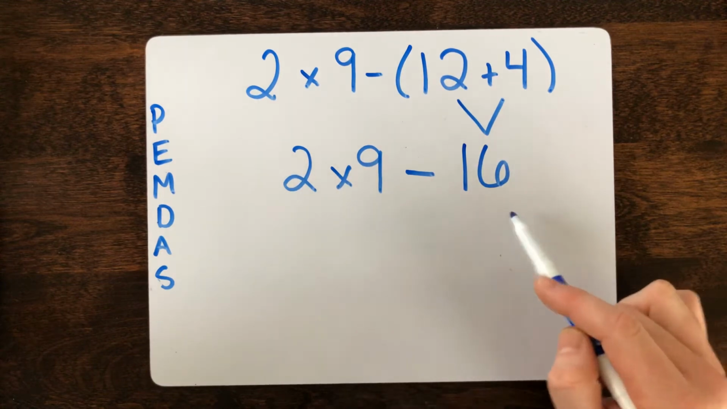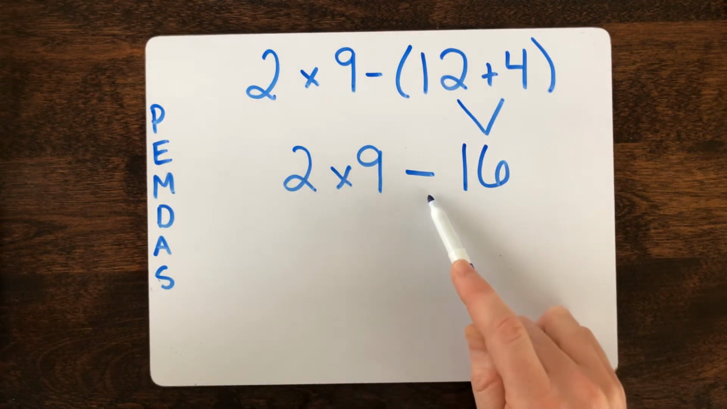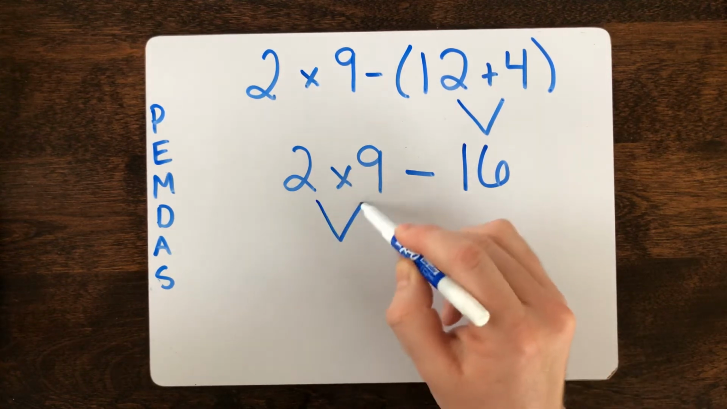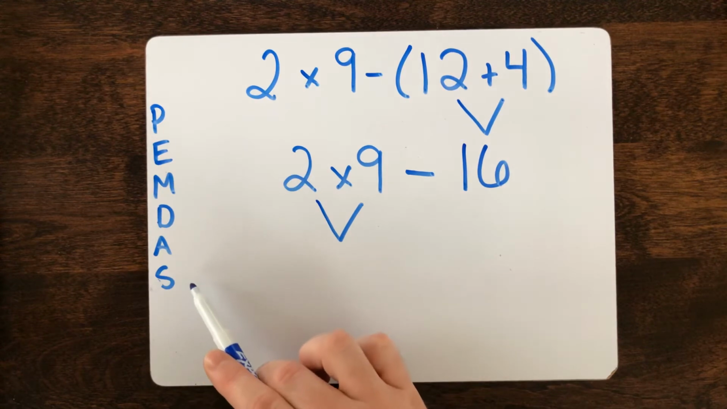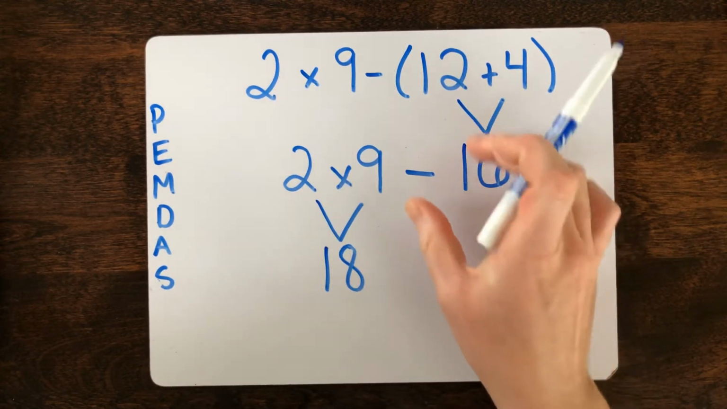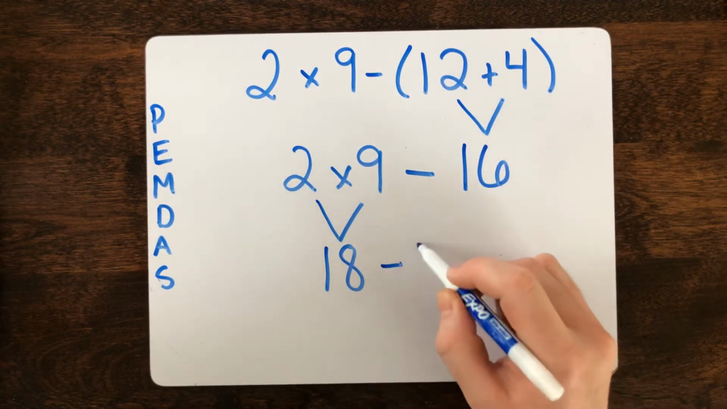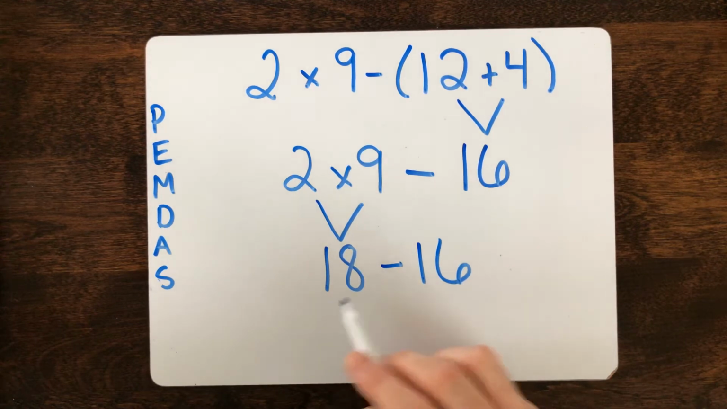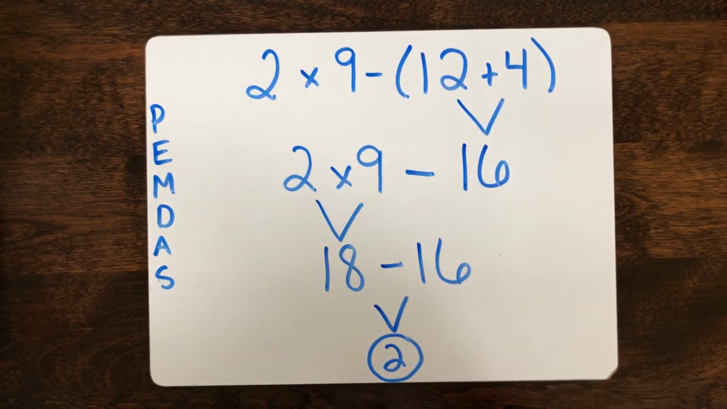So now, looking at my order of operations, I have multiplication and I have subtraction. Well, I'm going to do the multiplication first, because multiplication comes before subtraction. So 9 times 2 is 18. And again, I'm going to bring down anything I haven't done yet. So 18 minus 16. And your answer for that first problem is 2. All right, so let's do the next one.